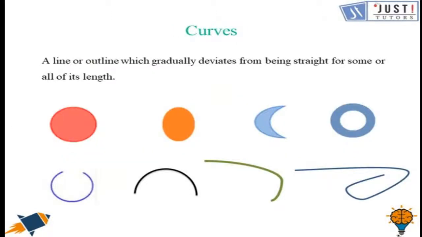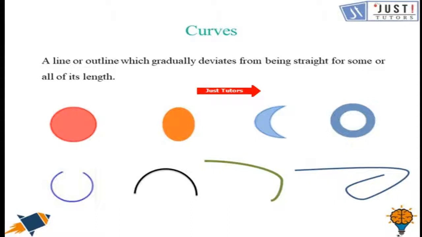Now let's move forward and have a quick discussion about curves. So we can say that a line or outline which gradually deviates from being straight for some or all of its length is called a curve. Or in simple words, you can say that a line which is not straight with no sharp edges is called a curve. Now let's talk about types of curves.